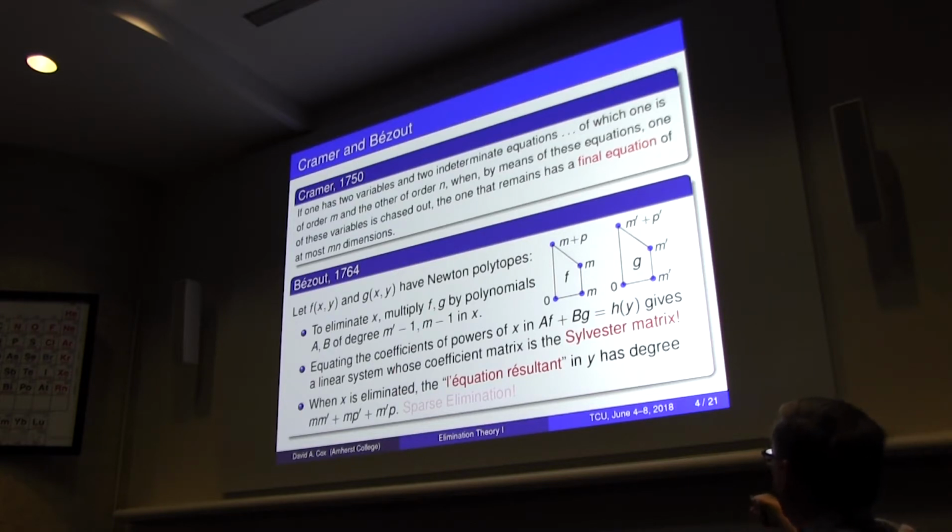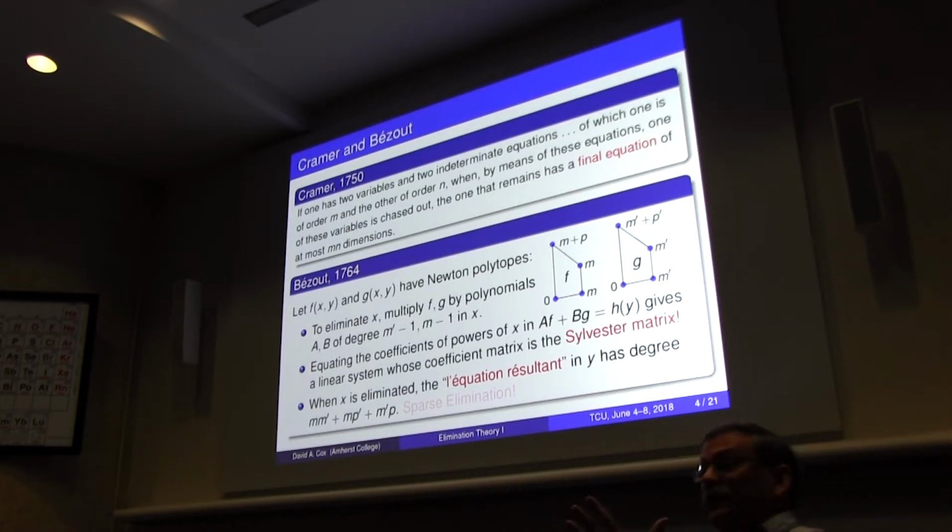And so he basically wants to get rid of x. And so what he does is he multiplies f and g by polynomials of the appropriate degrees. And then in this equation right here, you equate the powers of x, and of course there's no x's over here. You get a system of equations, and it turns out the coefficient matrix is exactly the Sylvester matrix on the nose, and this is 80 years before Sylvester.